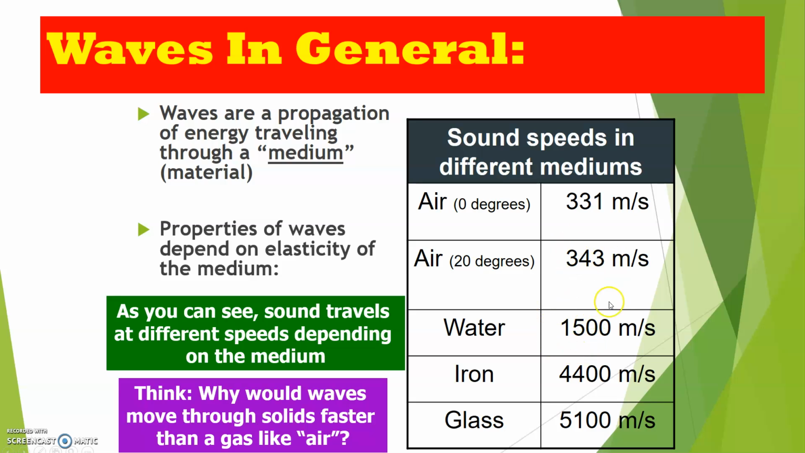But underwater, on the other hand, it is 1,500 meters per second. And in iron, 4,000, glass, 5,000. This is because the air molecules are more spread out as the air propagates that sound. It kind of spreads out. It has to take longer to hit another air molecule to spread on. Water, they're a little bit denser, closer together. Iron, really, really close.